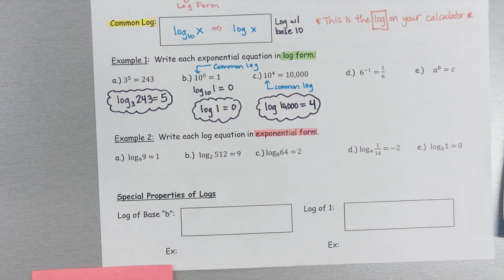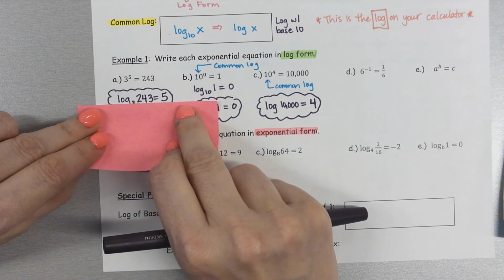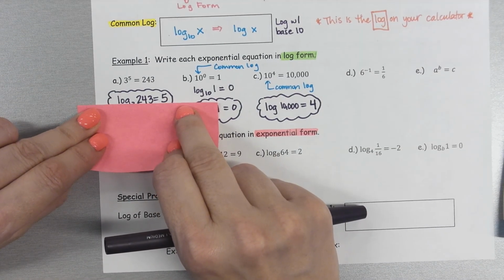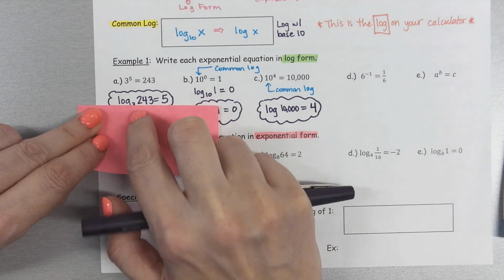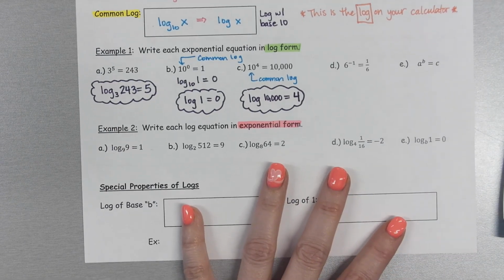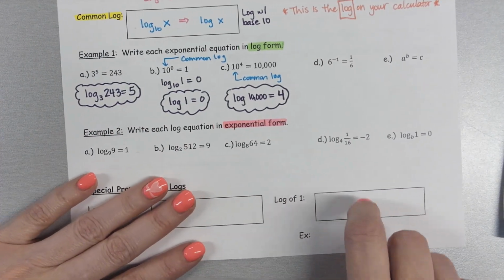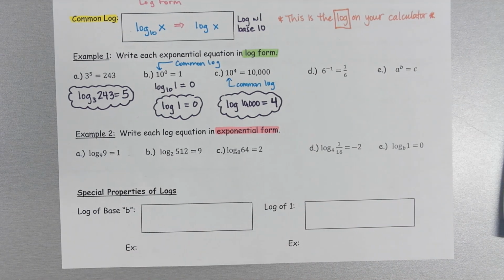One thing I want you to check when you're writing these is that your 243 and your 5, see how those are on the same line? And then the 3 is below. That's how you should be writing those. Shelly, tell me what I should write for part D.